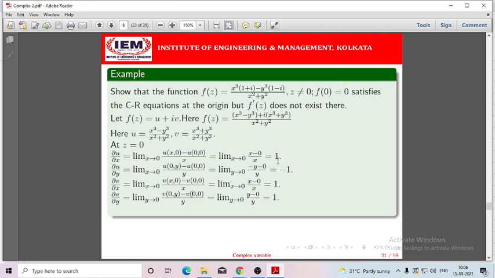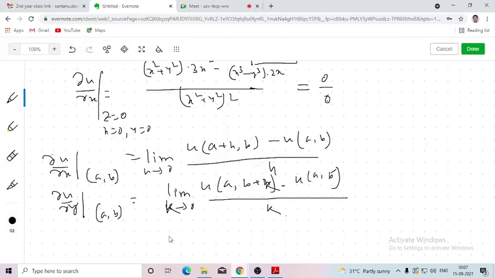So that's why they are satisfying the Cauchy-Riemann equation at the origin, but it will not be differentiable since all the four partial derivatives are not continuous at (0,0). Why are they not continuous? Because I have shown it here. If I find the partial derivatives and put x equals 0 and y equals 0, we are not getting the direct value. We are getting 0 by 0 form. That's why all four partial derivatives don't exist, so there is no scope of their continuity.